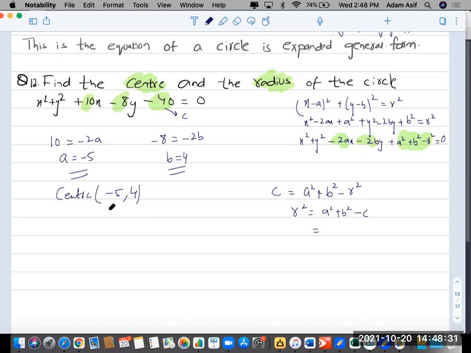What is the value of a, Mujaddid? -5. और b की value क्या है? 4. c की value क्या है? -40. So a square plus b square minus c: 25 plus 16 plus 40. This is equal to r square. 25 plus 16 plus 40 is 81. Square root of 81. So when you take the square root, r is going to be 9. So the radius is 9.